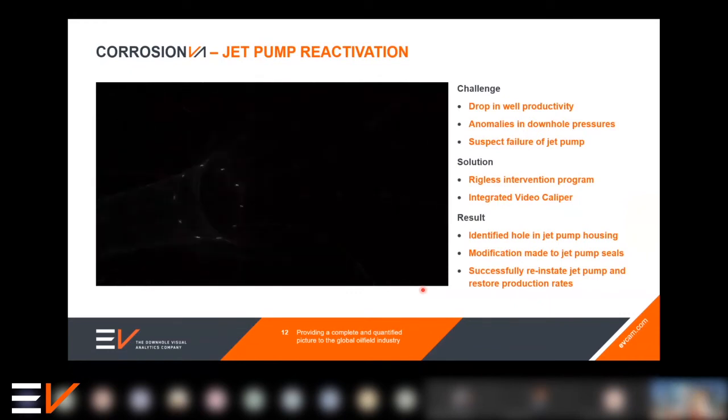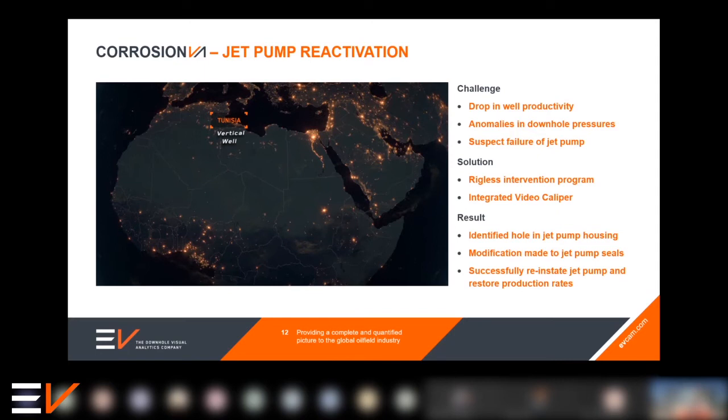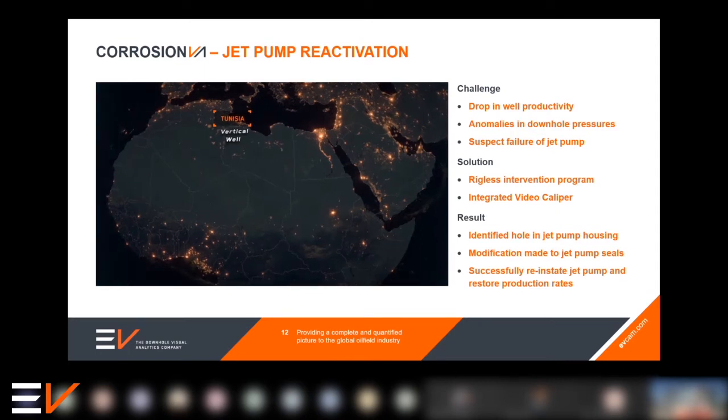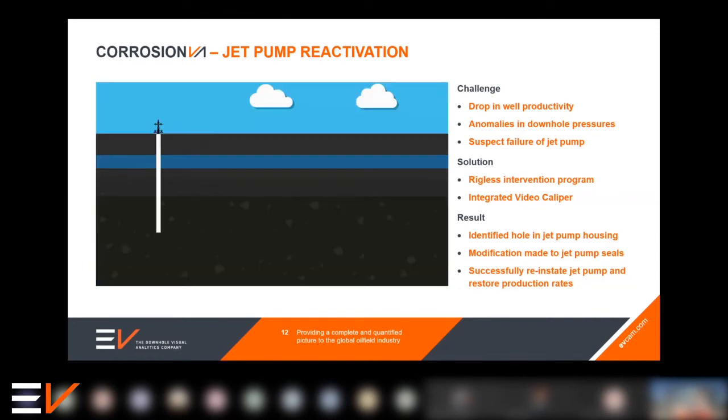Our second case study, again, comes from a similar part of the world, but in this case, the operator is trying to understand a particular problem that they thought was linked to a failure of a jet pump providing artificial lift in their well. At some point during the production, they noticed a sudden decline and also some bottom hole and annular pressure anomalies.